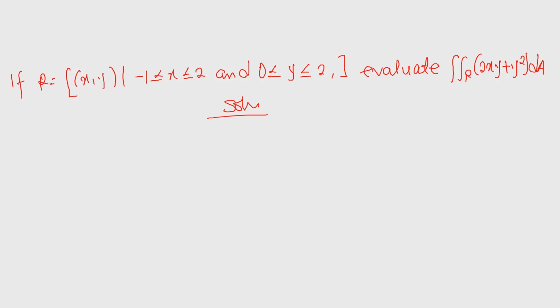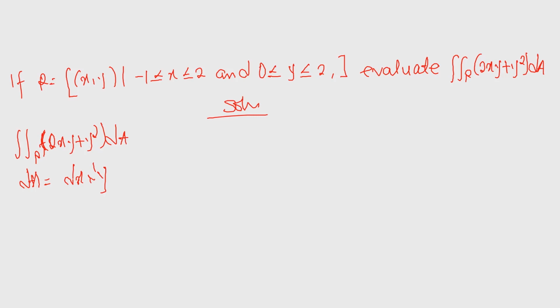Okay, this is another example. We are to evaluate the double integral of 2xy plus y squared dA, and you know that dA is equal to dx dy. Now you know that our R is the boundary. The boundary is given as -1 less than or equal to x less than or equal to 2, and for y the boundary is given as 0 less than or equal to y less than or equal to 2.